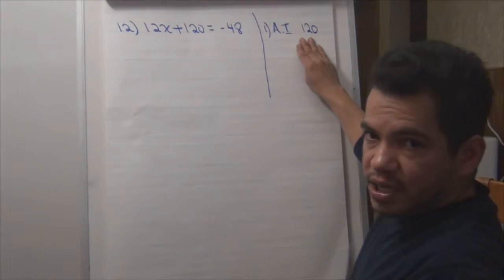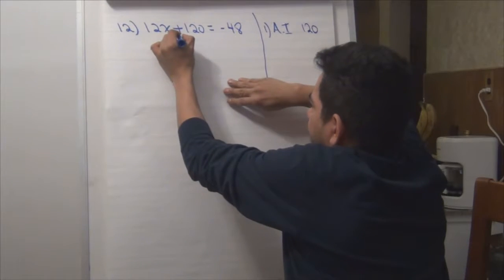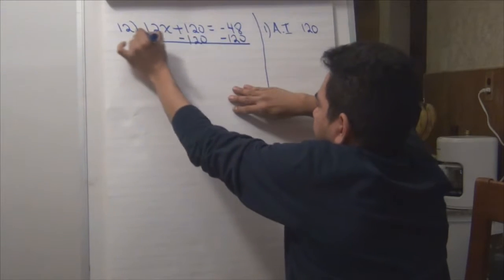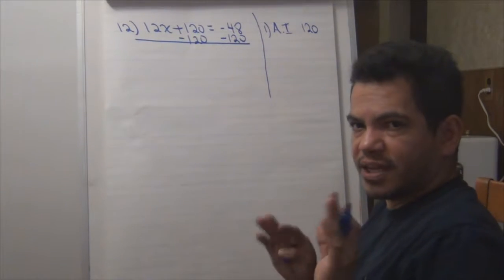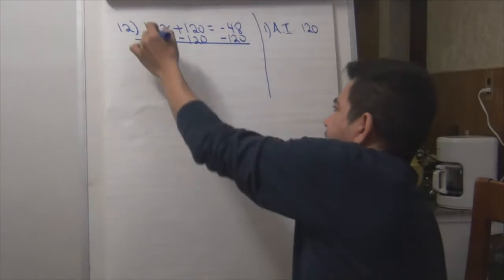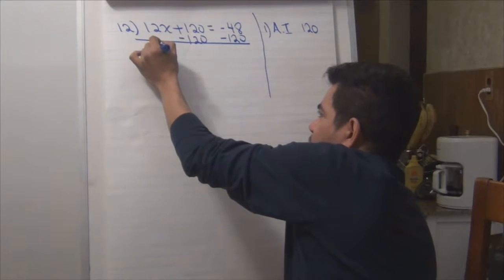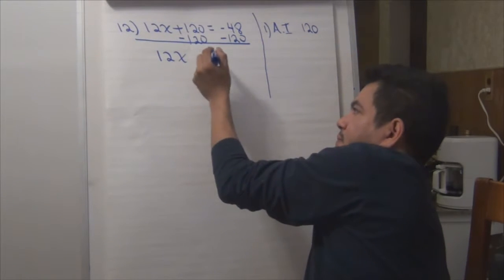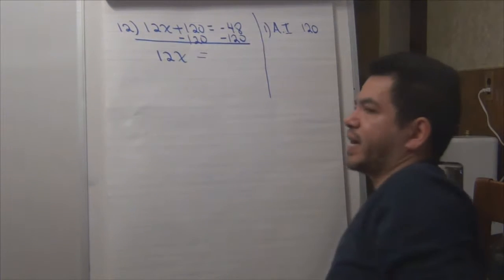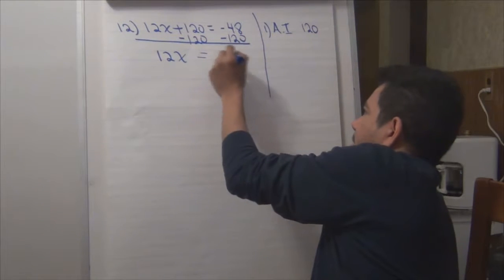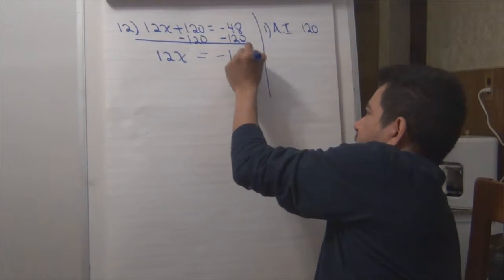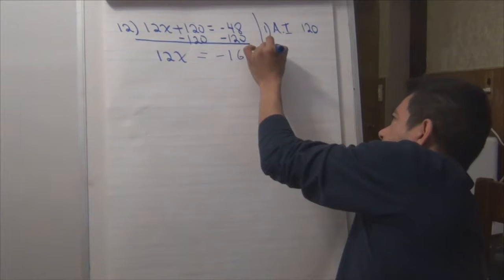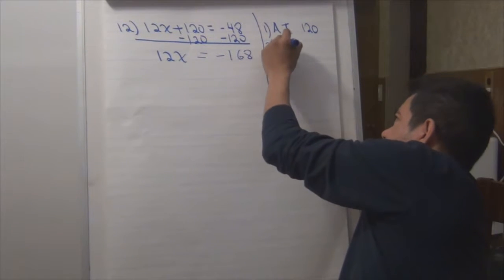So how do I undo this 120? With negative 120. And what you do to one side, you do to the other. See that? Okay, neater, right? Now bring down the 12x. This cancels out. Negative 48 and negative 120 is what? Negative 168. And now, the second step is to undo the multiplication.